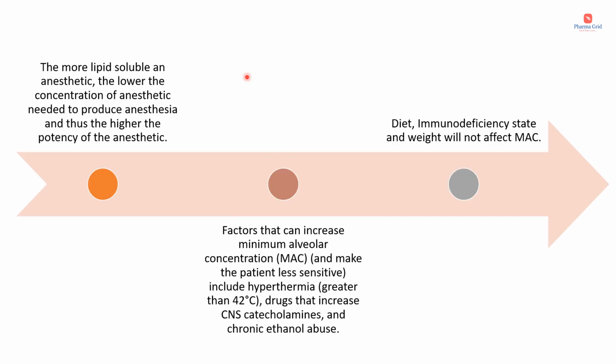So an explanation to this answer is given in this slide. The more lipid soluble an anesthetic, the lower the concentration of anesthetic needed to produce anesthesia, and thus the higher the potency of the anesthetic. Factors that can increase minimum alveolar concentration, which is denoted as MAC, which makes the patient less sensitive, include hyperthermia, that is greater than 42 degrees Celsius, drugs that increase CNS catecholamines, and chronic ethanol abuse. Then diet, immunodeficiency state and weight will not affect minimum alveolar concentration.